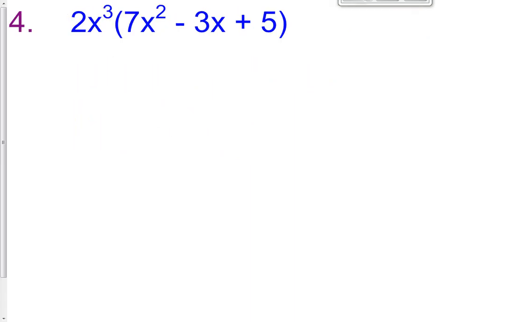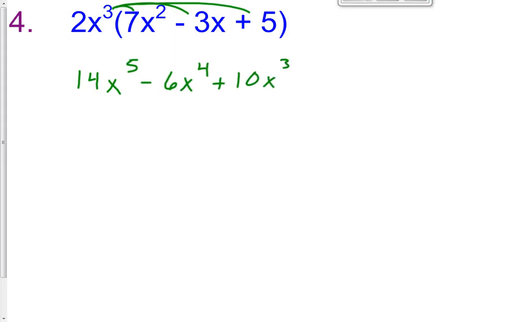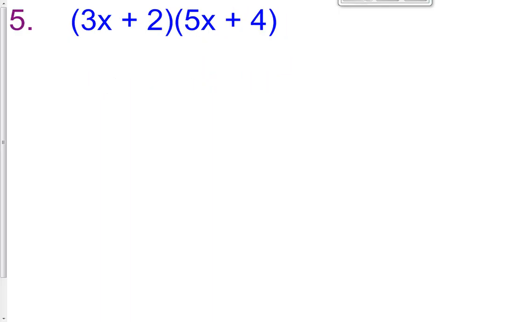Problem number 4, we're going to use the distributive property again. This time it's not with a negative 1, but it's with a term, 2x cubed. So distribute, distribute, distribute. So we have 14x to the, when you multiply with common bases, you add their exponents. So 14x to the 5th minus 6x to the 4th plus 10x cubed. We're going to have to remember a lot of our properties from variables and exponents that we learned yesterday.